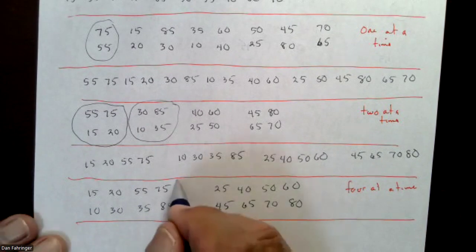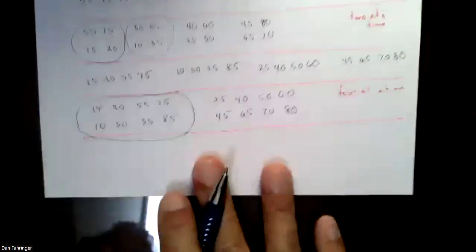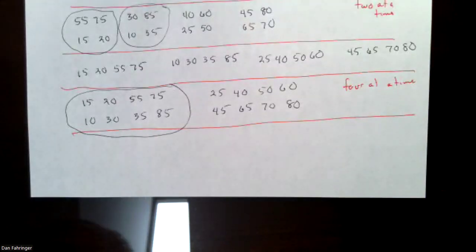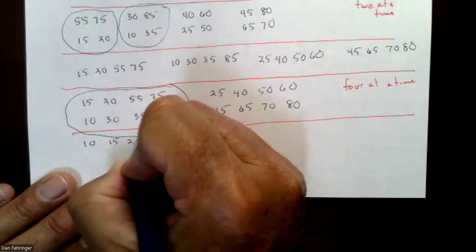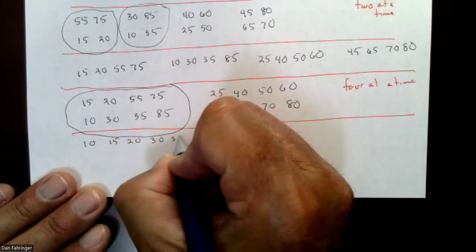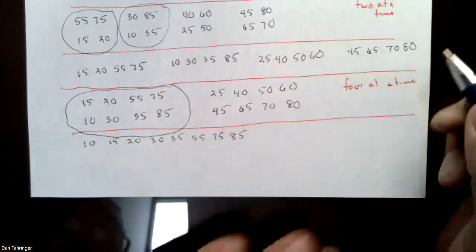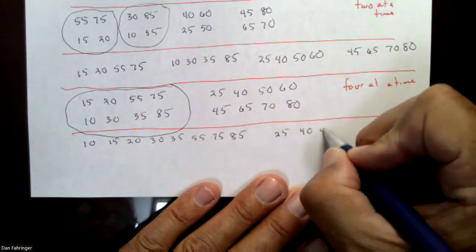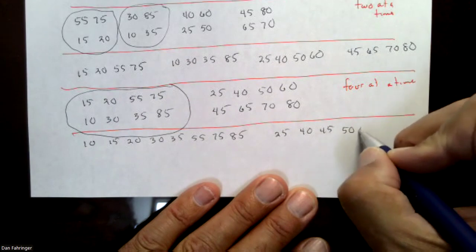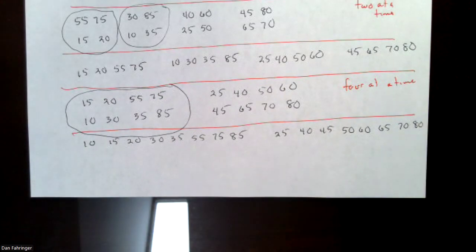Now I'm going to merge groups of four. 10, 15, 20, 30, 35, 55, 75, 85, 25, 40, 45, 50, 60, 65, 70, and 80.